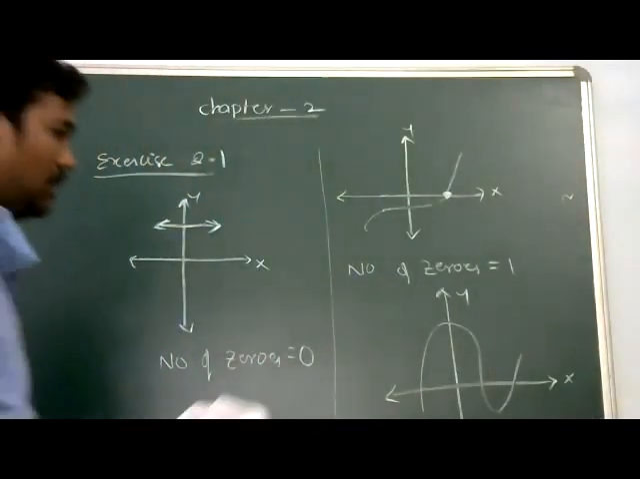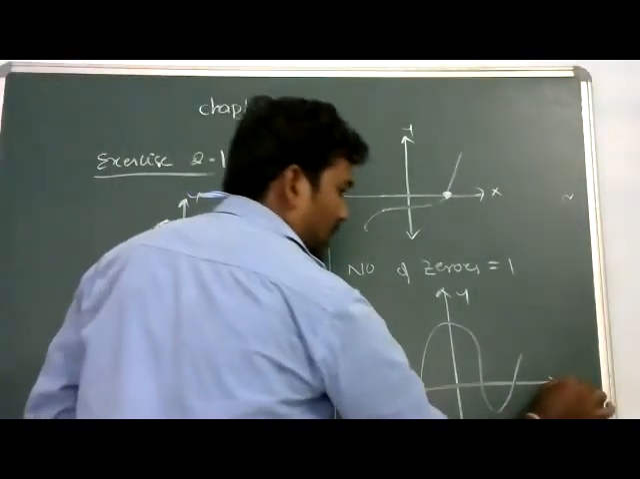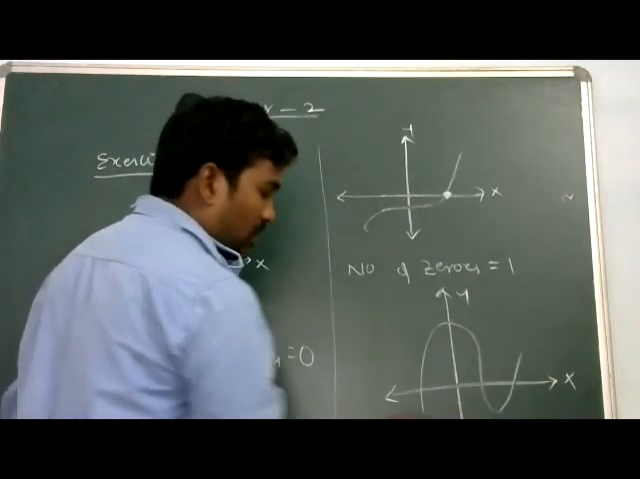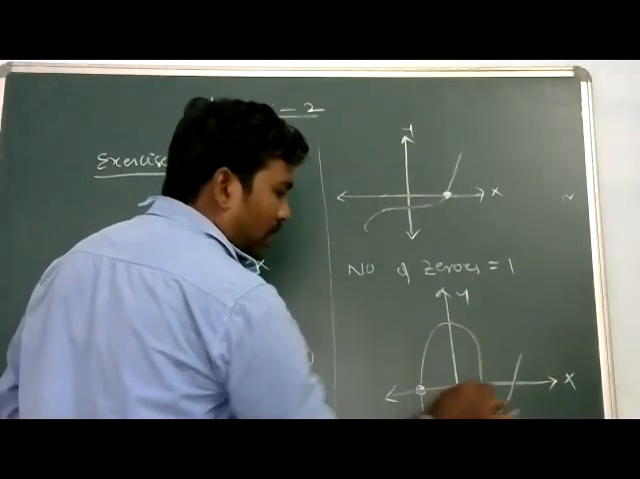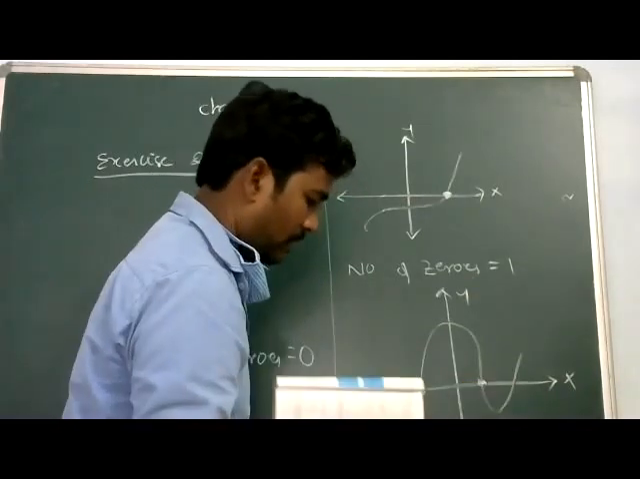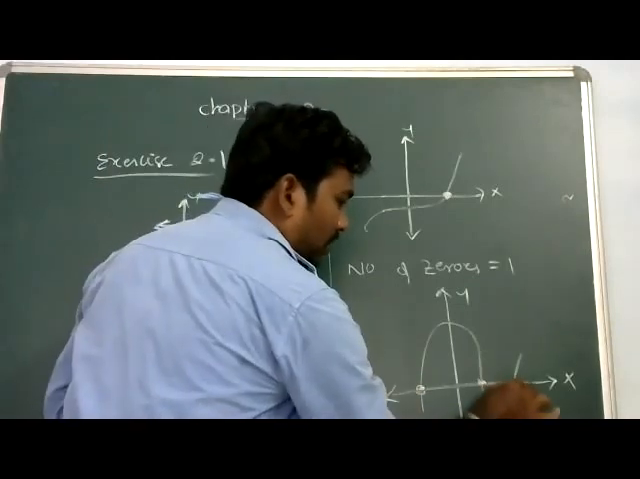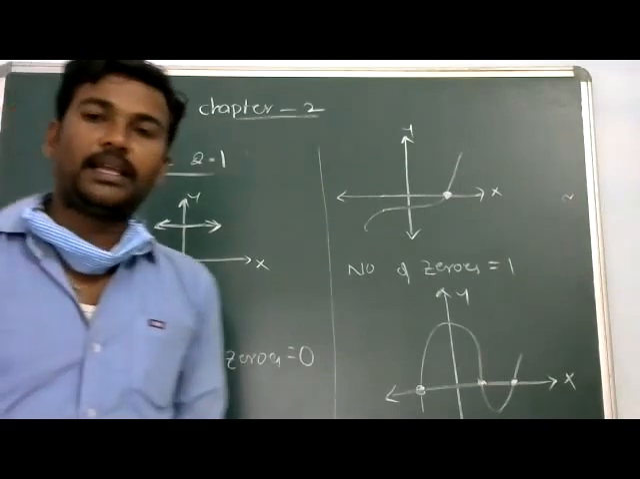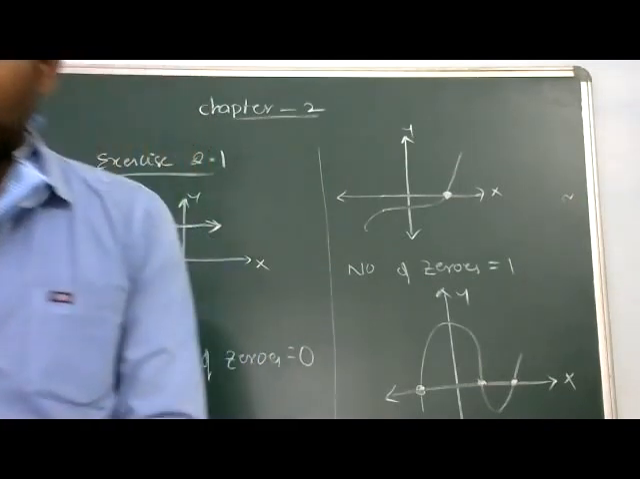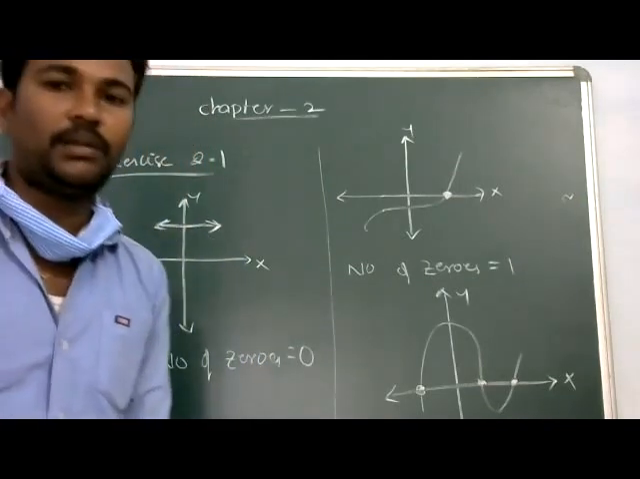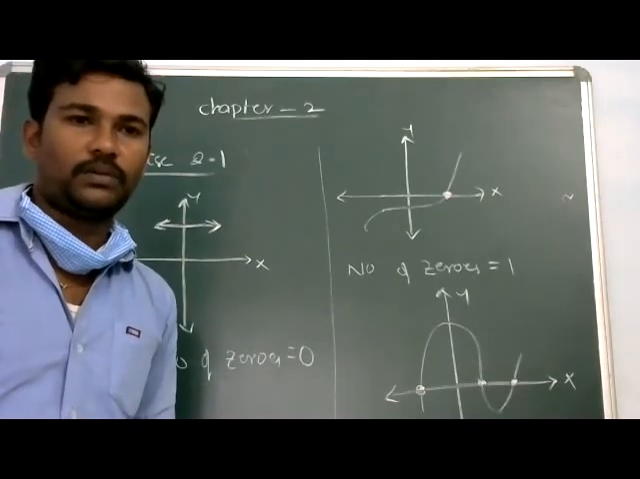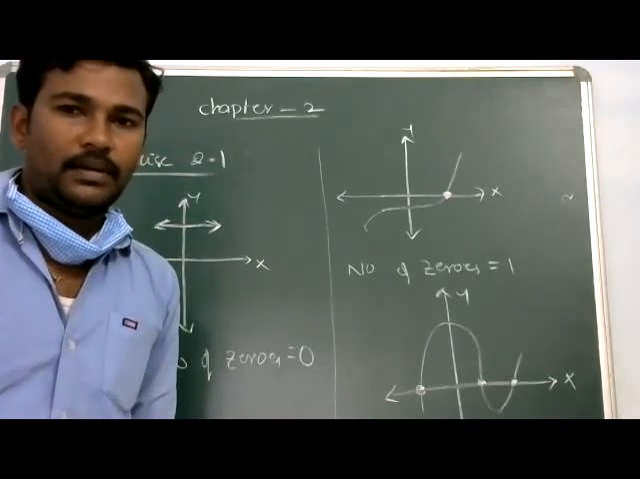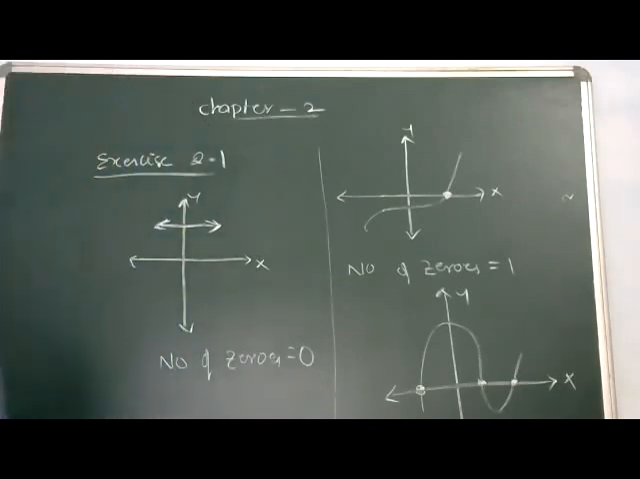Here you can see now, this is the x-axis and this is the y-axis. How many times can it intersect? 1, 2, and then 3. Then how many zeros are there? 3. Is it clear? Like that, you can complete the remaining problems in this exercise. Is it clear? Yes, I think so. Very nice.